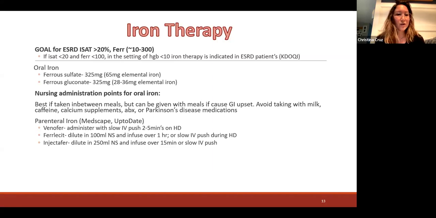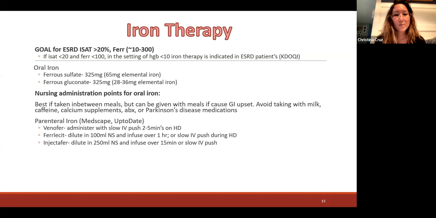Oral iron includes ferrous sulfate and ferrous gluconate, to name just a couple. And I wanted to point these two out because, as you can see, the tablet strength, 325 milligrams for each, yields different amounts of elemental iron. Recommended oral daily dose of iron is 150 to 200 milligrams of elemental iron per day. So you can see that you will get a larger dose of elemental iron taking ferrous sulfate at 1 tablet daily versus ferrous gluconate.